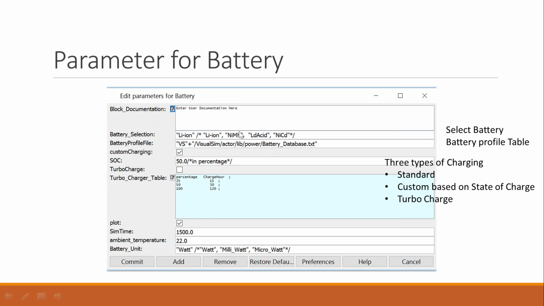So if you look at the parameters, notice we already have the list here, and you just simply select one of them, and that battery gets incorporated into your model. There's a variety of charging: the standard, custom, based on state of charge, and turbocharge. The turbocharge is like your mobile charger, where initially, just to give you a bang of data, in about 15 minutes, 25–30% of the battery is already charged. But then to get the full charge, it still takes a significant amount of time as well.